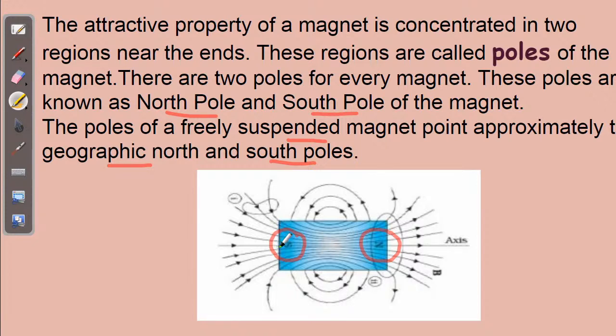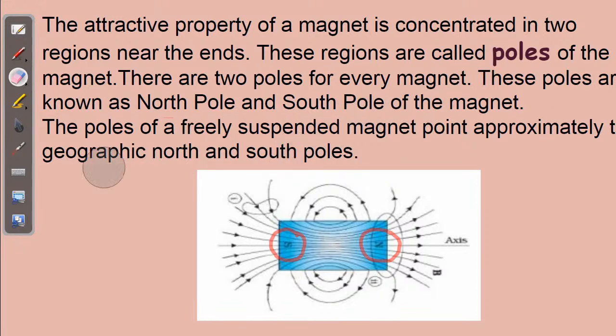So remember this point: the attractive property of the magnet is concentrated at its ends, and you call those poles. For a magnet you have two kinds of poles. At one extreme end I can consider one pole, that is the North Pole, and at the other extreme end the second pole, which is called the South Pole of the magnet. Hope this point is clear to you.